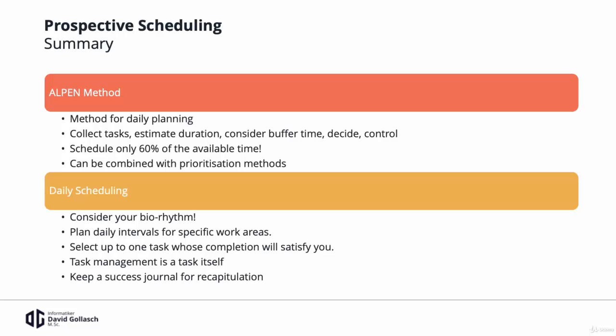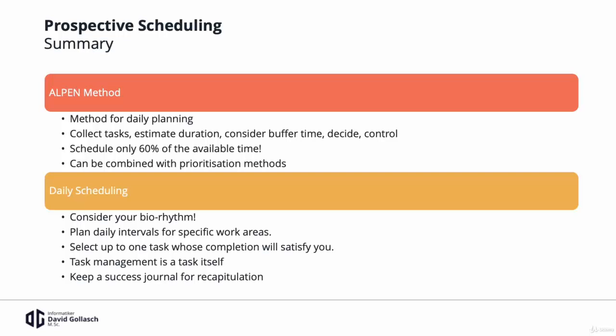Of course, the Alpen method can be combined with prioritization methods. So prior to applying the Alpen method, when it comes to deciding which of the activities you're planning to do for the day, you should of course know which of those tasks that are available are the most relevant ones that you have to concentrate and focus on.